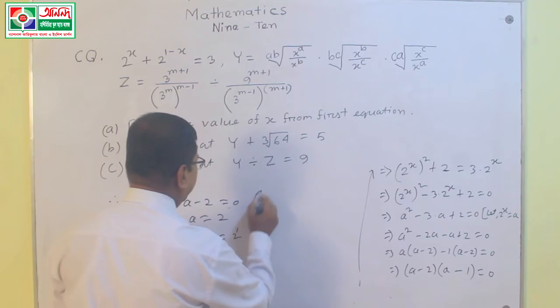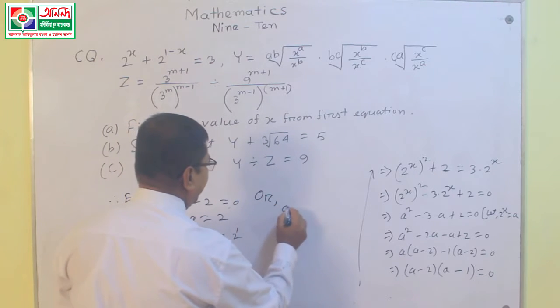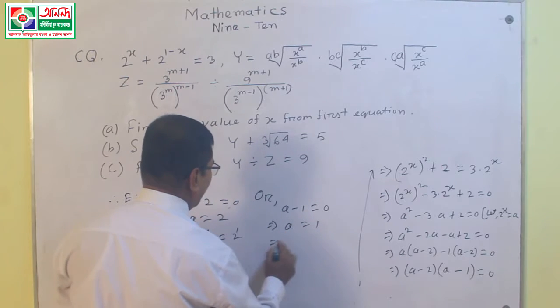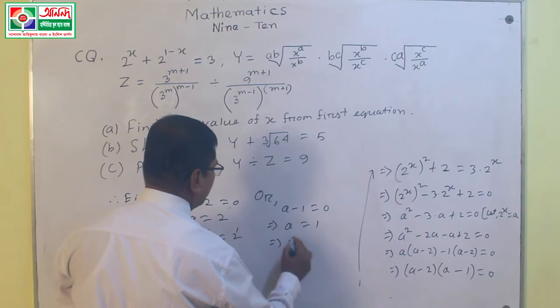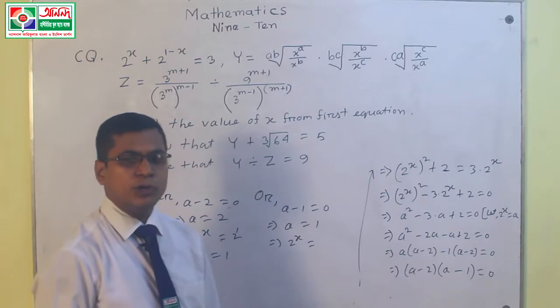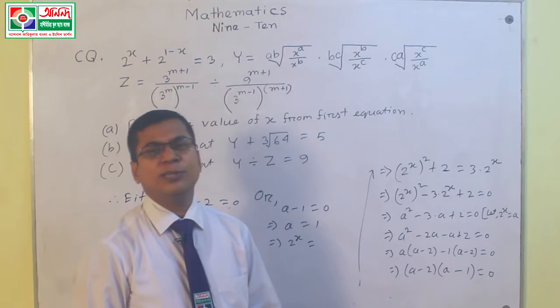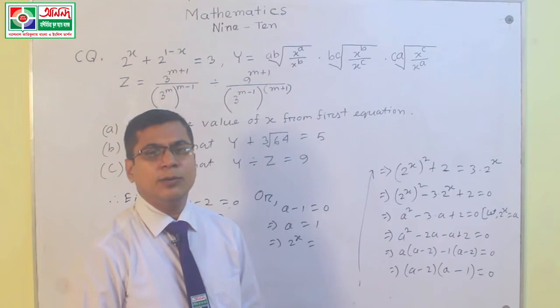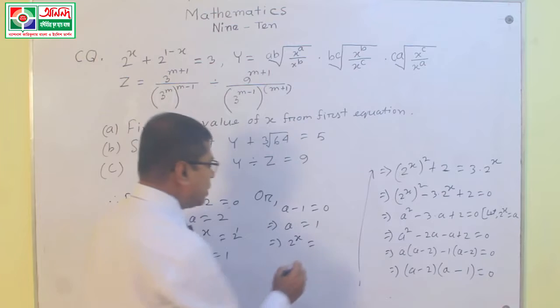On the other hand we can write a minus 1 equal to 0, or a equal to 1, or you can put the value of a: 2 to the power x equal to 1. You can write 2 to the power 0, because in the left hand side of the equation the base is 2, so you can write 1 in the form of 2 to the power 0.